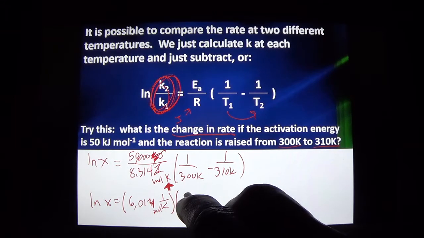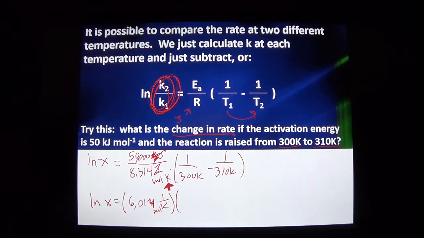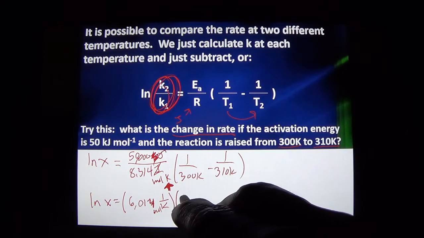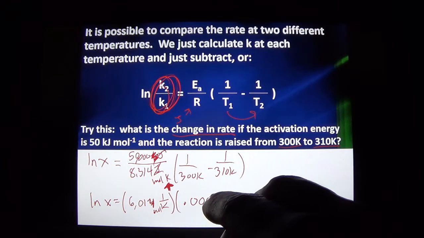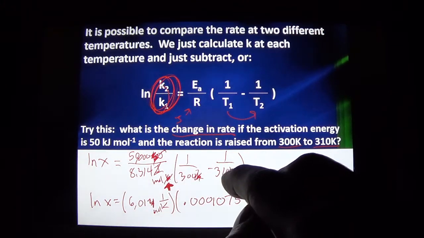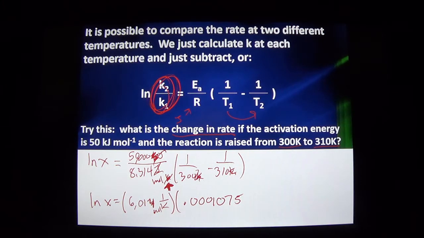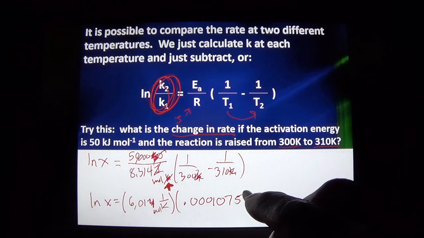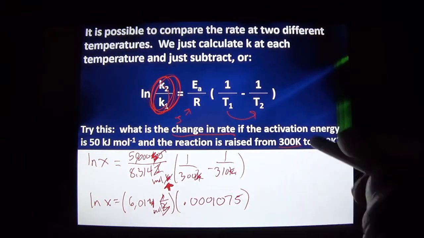So over here, we're going to simplify this. So taking 1 and dividing it by 300, if I can type that into my calculator the right way, there we go. And 1 divided by 310, okay, we get 0.001075. And then the kelvins have canceled the kelvins. If you don't see it, prove it to yourself that it has canceled. So kelvins are now gone.